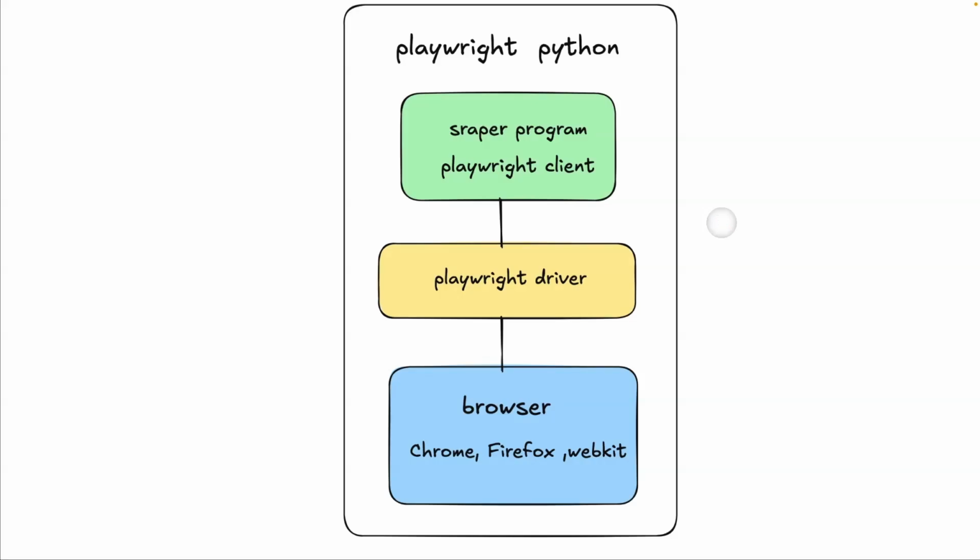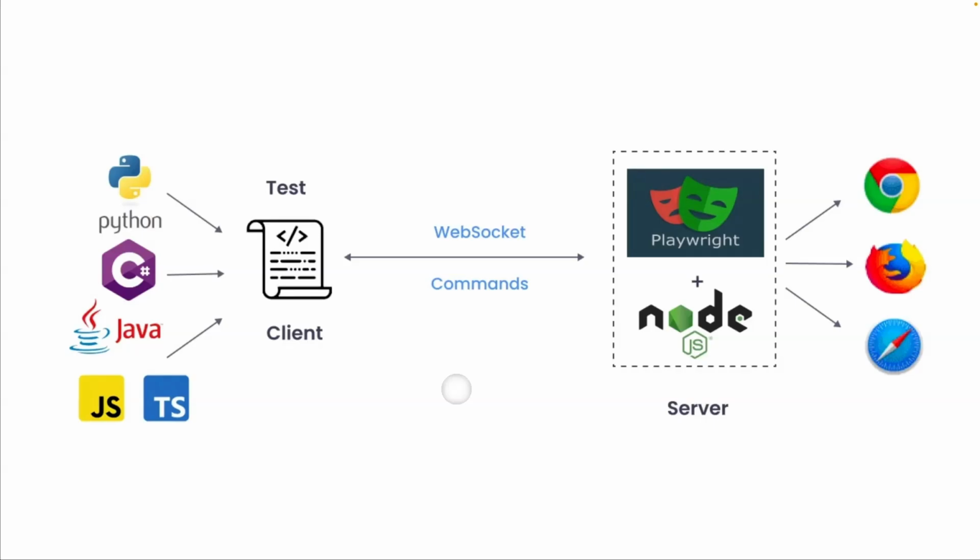Next, let's talk about how Playwright works. It consists of 3 main parts. First, there's our scraping script, which acts as a Playwright client. Then, there's a Playwright driver built with Node.js, which serves as the communication layer between our script and the browser. Finally, at the bottom, we have the browsers like Chromium, Firefox, and WebKit. These 3 components work together to make everything run smoothly. In the actual execution of the scripts, these 3 components run as separate processes. Now let's dive in and see these processes in action.